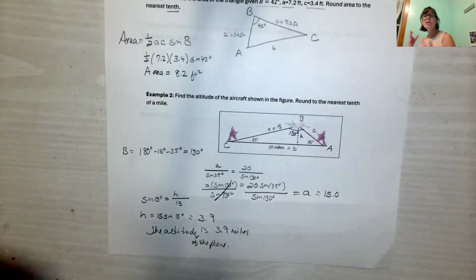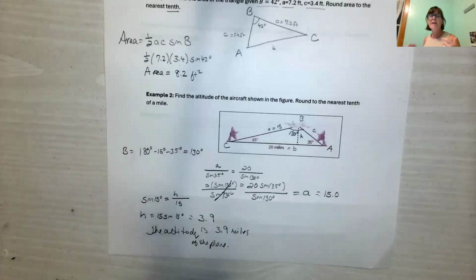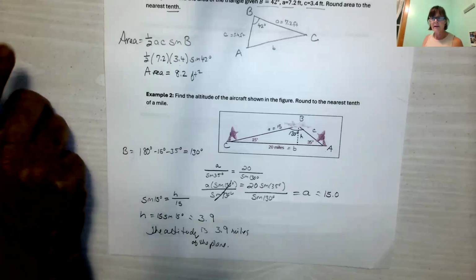All right, so that's how you can use sines and law of sines to find the area of the triangle. The next video we're going to look at is Heron's formula, and that's how you find the area of a triangle if you don't know any angles at all, but you know the lengths of the sides. Okay, that's next.